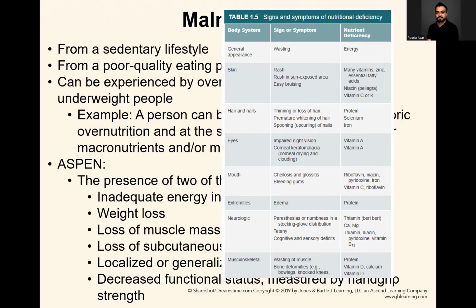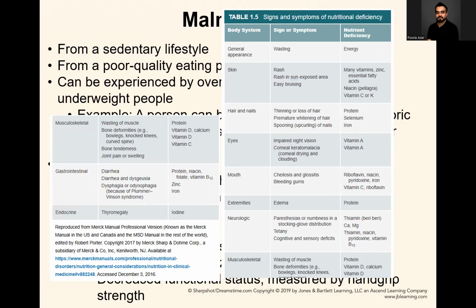This table is from your textbook and shows different body systems from skin to hair, eyes, muscles, bones, and it shows the main signs and symptoms for nutrient deficiencies. This table can also be a question if you want to take the RD exam, registered dietitian exam. This table can be a question on your exam.